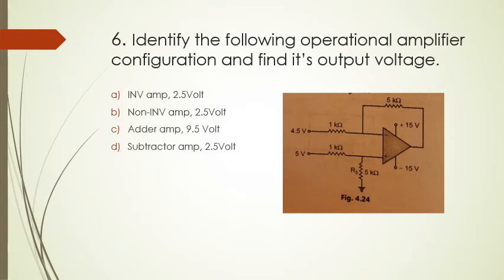and yes, no need of remembering the formula, because here if you identify the application, then there is only one option of subtractor. So obviously option D is correct. No need of writing the formula and calculating the values. Okay, so option D is correct, and after calculation, which is RF upon R3 in bracket V2 minus V1, finally you will get the output voltage equals 2.5 volt.